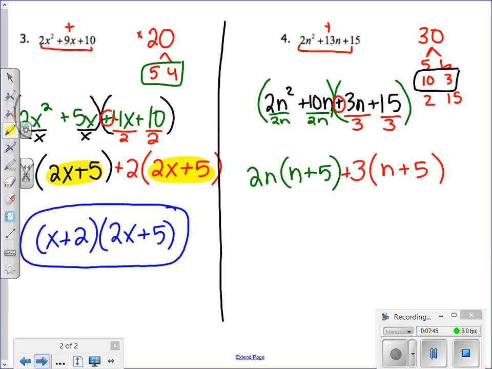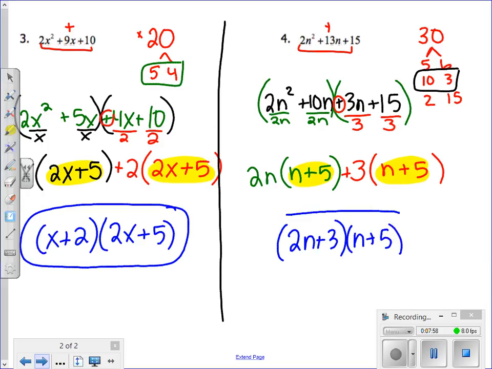As always, that's a really, really good thing for us because these two terms are the same. That's your hint that you did things right. So we can get our final factored form to be 2n plus 3 times n plus 5.